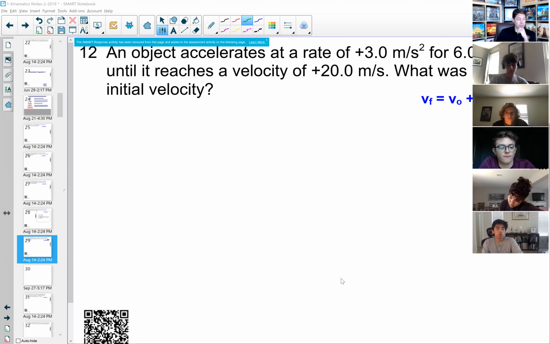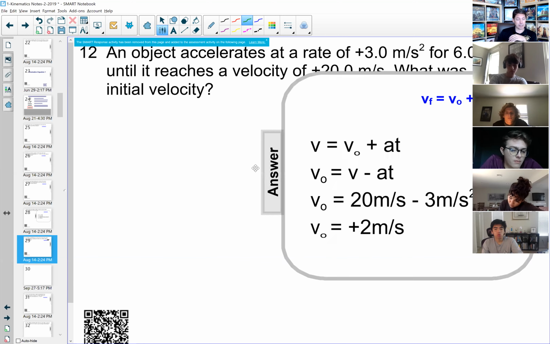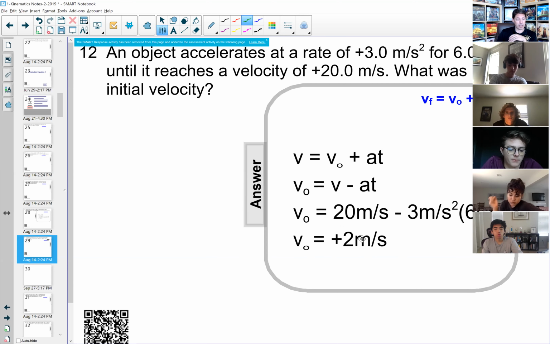Good. And this one is a velocity. Velocity is a vector. So for this one, we do need the positive to indicate that it was moving at 2 meters per second in the positive direction initially. And there's the substitution. So original equation, rewrote it, substituted, solved.